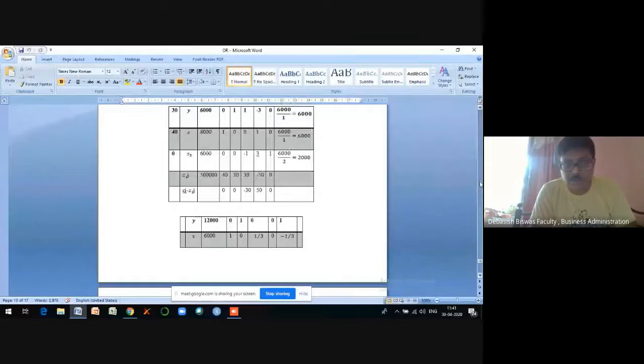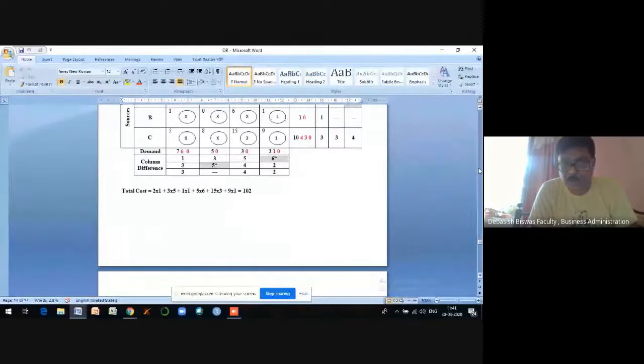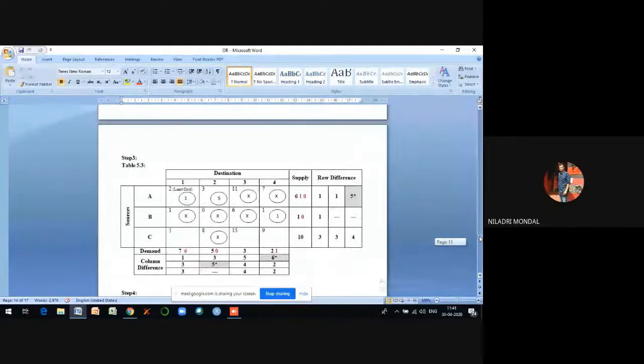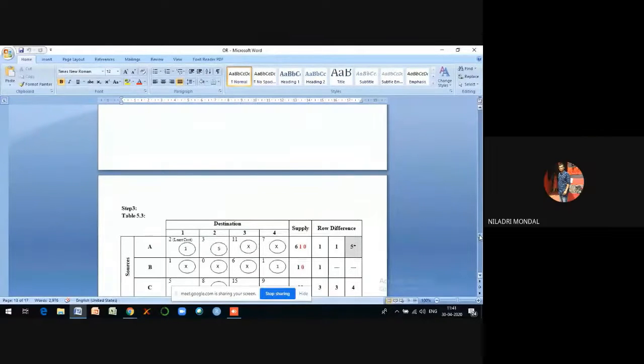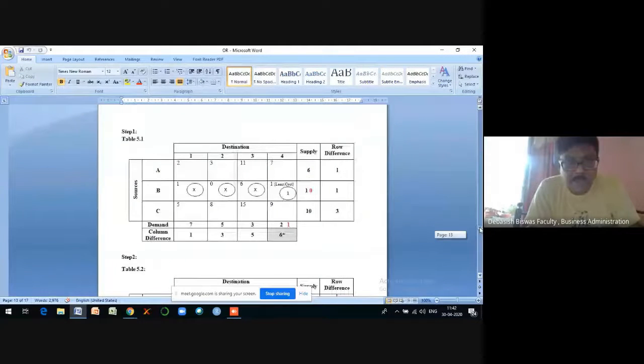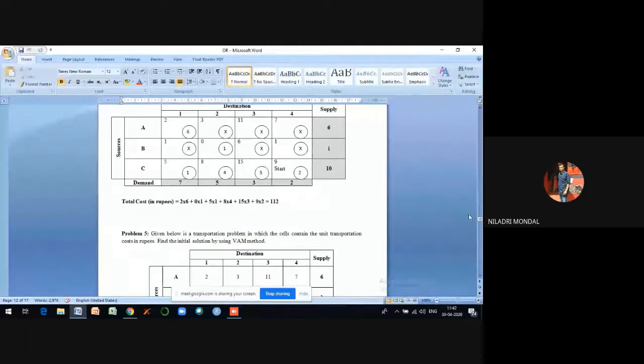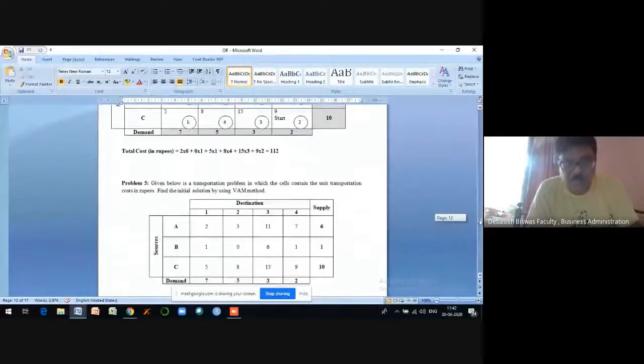Sir, please say the name of the method first. Coming to the problem. Yeah. So this is our method. Sir, please say the name of the method once. Vogel's approximation method, VAM. The name of the method is VAM, V-A-M. Vogel's approximation method, and the problem number is 5. Okay.